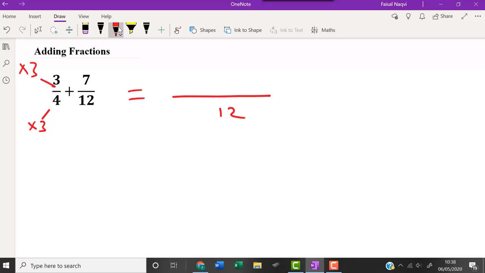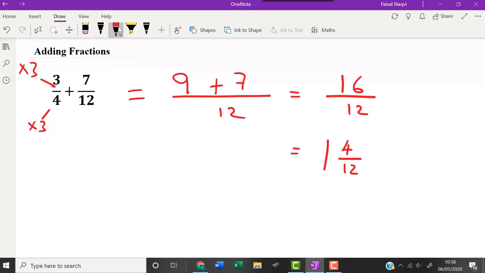So let's expand this out. I've got 3 times 3, which is 9, plus 7 over 12. I know my denominator is 12. 9 plus 7 is 16. I must simplify this. How many 12s go into 16? Well, it goes in once. And what's my remainder? I've got 4 over 12.